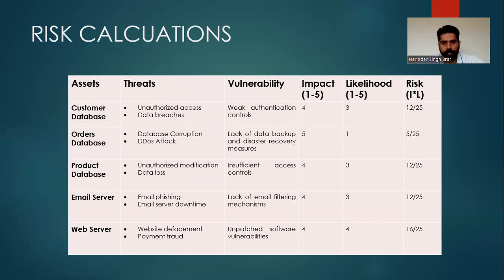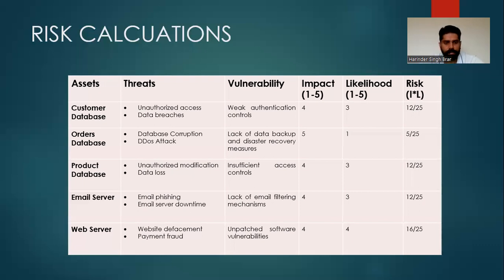Order database: threats are database corruption, DOS attack. Vulnerability, lack of data backup and disaster recovery measures. Impact 5, likelihood 1, and risk is 5 out of 25. Product database: threats are unauthorized modification, data loss. Vulnerability, insufficient access controls. Impact 4, likelihood 3, and risk is 12 out of 25.